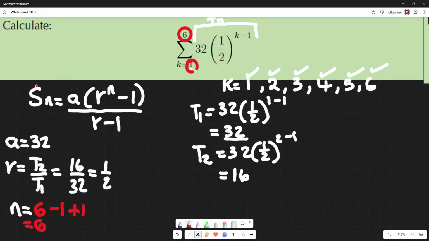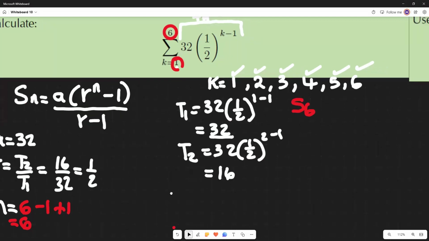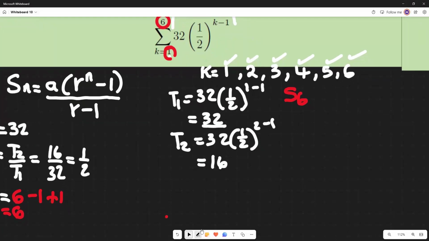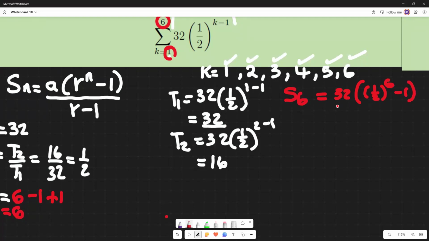Now we can easily substitute everything into the formula. We're looking for the sum of 6 terms. So I'm going to say S6 is the same as, let's move a little bit this side. Our a was 32 in bracket. I like putting my r in its small bracket. So our r was half to the power 6 minus 1, all over our r, which is half, minus 1. And then let's press that on a calculator and see how much it gives us.